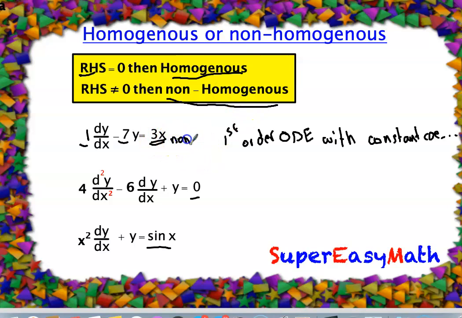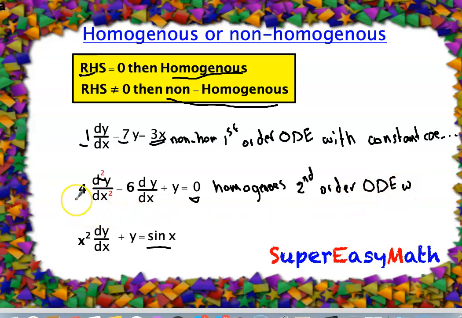Now the next one, the right hand side is 0, so it's homogeneous, second order ODE, because we have here d, not delta, with constant coefficients because the coefficients are 4, -6, and 1.